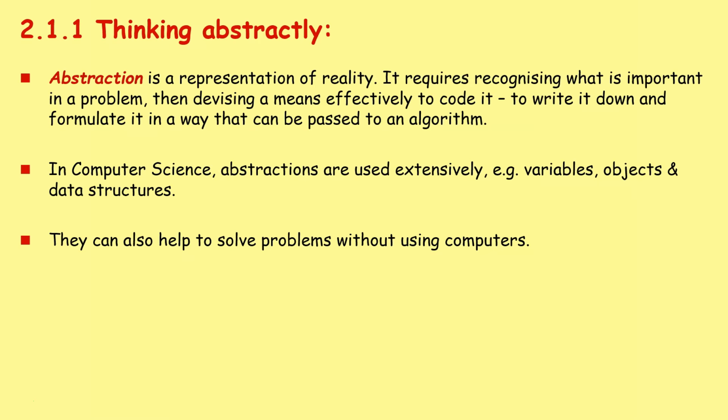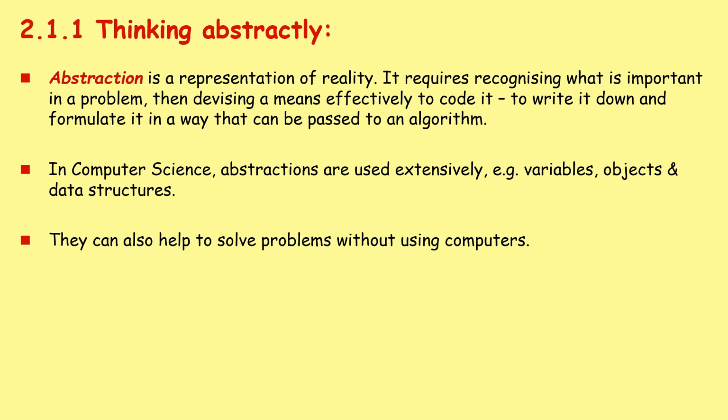We're going to start with thinking abstractly. Abstraction is a representation of reality. It requires recognizing what is important in a problem, then devising a means effectively to code it, to write it down and formulate it in a way that can be passed to an algorithm. In computer science, abstractions are used extensively. For example, variables, objects, data structures. We can also use abstraction to help solve problems without using computers.